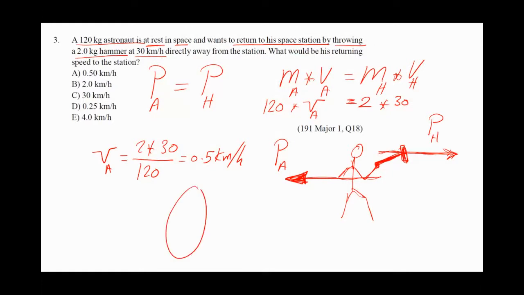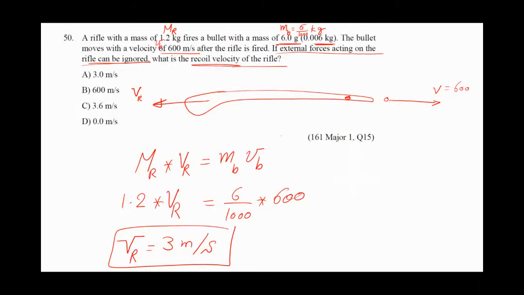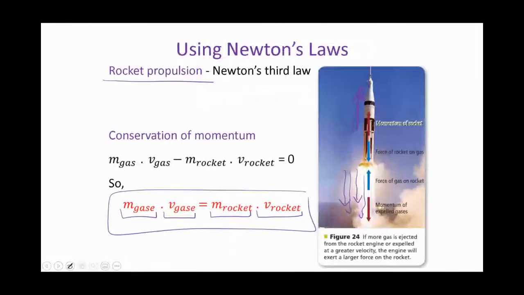So we can abbreviate this. If there are two objects, object A and object B, and there is no external force on those two objects, if they separate, one of them will move in a certain direction, and the other one must move in the opposite direction. What is the relation? The two momentums are the same. The momentum of B equals the momentum of A. Like the astronaut, like the rifle and the bullet, like the rocket, okay?